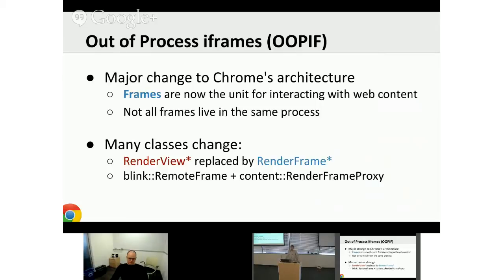All of the RenderView and RenderViewHost classes that interacted with web content before are going away and being replaced by RenderFrame and RenderFrameHost. And then we have ways to talk about frames that exist in some other process. So Blink now gets a notion of a remote frame, which is essentially a placeholder for a frame in some other process within the current page. And we have equivalents for those placeholders in the content module as well, called RenderFrameProxies.